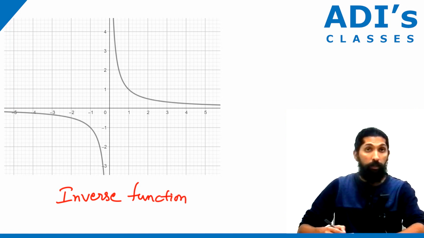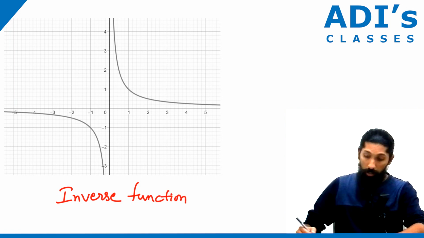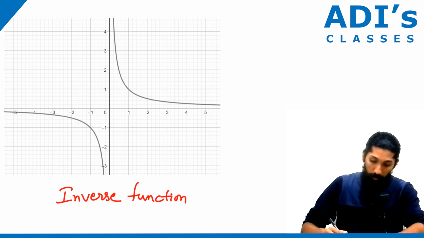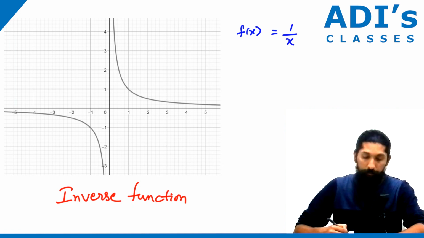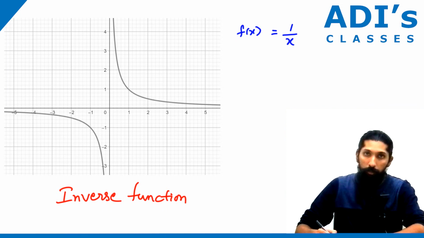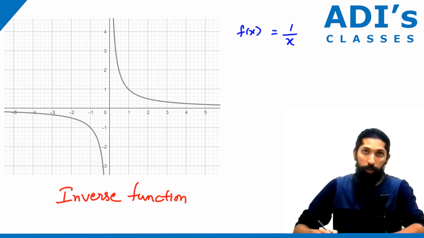Or this particular function is an inverse function. Okay, so here the function is going to be f of x is equal to 1 by x. This is an inverse function. Fair enough? Now, whenever we talk about f of x is equal to 1 by x, we have to be very careful about this particular function.